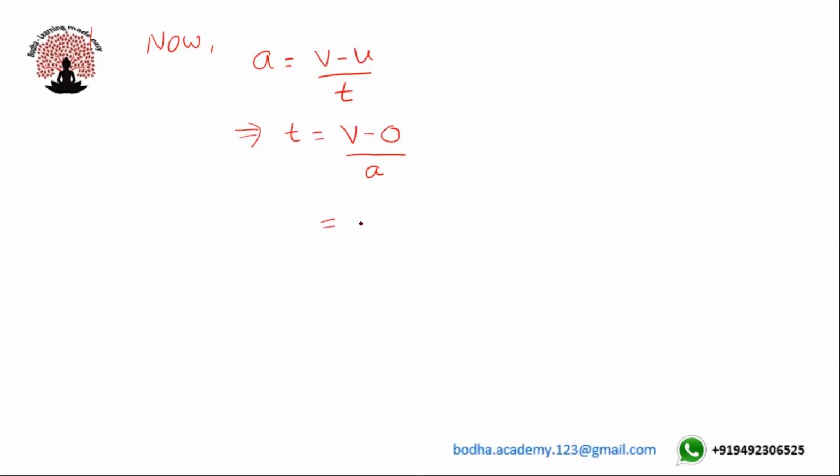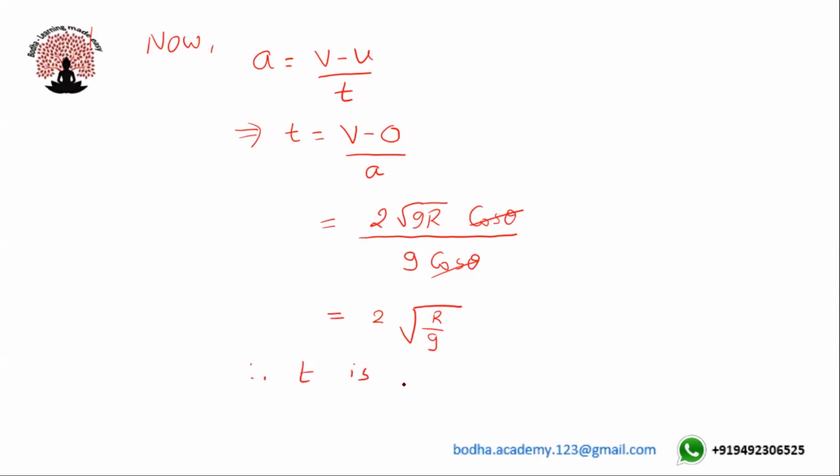So we will substitute the values. Just now we determined the value of v as 2 root gr into cos theta, and acceleration we got as g cos theta. So cos theta cancels, and root g cancels off, so you'll get 2 into root r by g. You can observe that there is no theta in the final equation. Therefore, we can conclude that t is independent of theta.